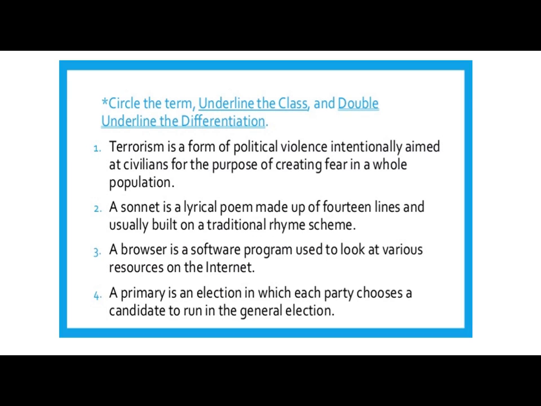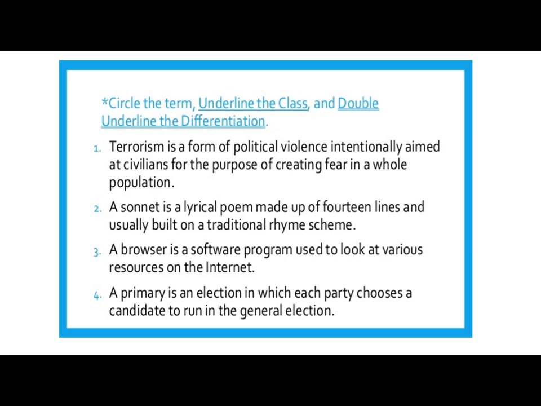Circle the term, underline the class and double underline the differentiation. First you have to circle the term. In the first sentence you just see there, terrorism is a form of political violence intentionally aimed at civilians for the purpose of creating fear in a whole population. Which one do we have to circle here as a term? Yes, we have to circle the word terrorism.